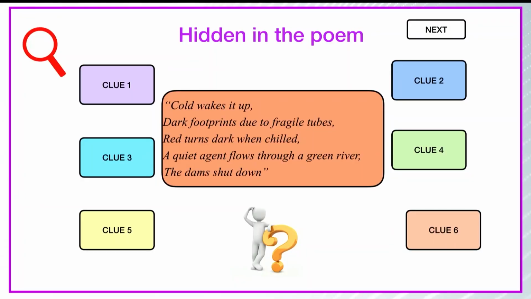So here is a poem. Coal wakes up, dark footprints due to fragile tubes. Red turns dark when chilled. A quiet giant agent flows through a green river. The dams shut down. So this is the poem. The clues are hidden in the poem, and we can select the clue now.